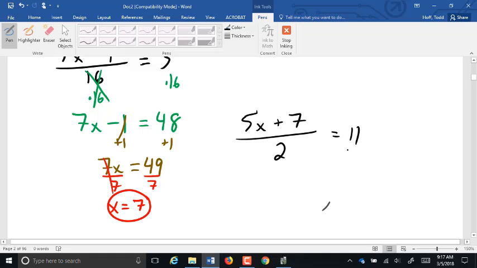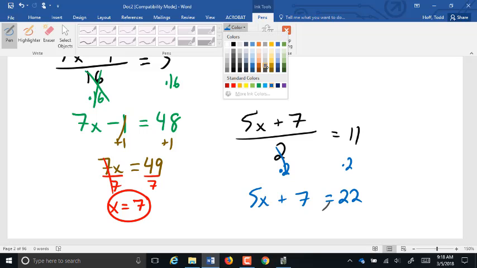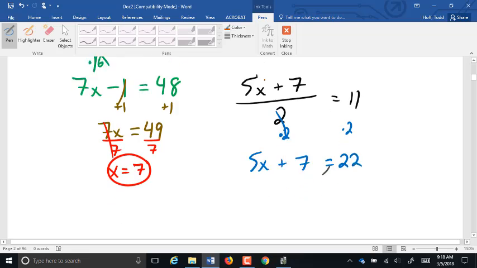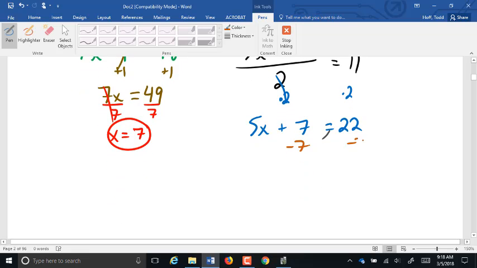I'm going to have you try this one in your notes. So we start out by multiplying by 2. Very good. So we have 5x plus 7 equals 22. And then subtract the 7. So 5x equals 15. And finally, divide by 5. Give us x equals 3.